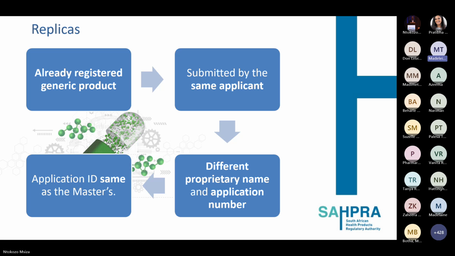So you use the same application ID, so that's the same folder. It has a different proprietary name and application number. And you will also submit it during the life cycle of your submission. So, for instance, if you got registration in sequence 5 and you want to add your replica in the next sequence, that is where you do it. You do it in sequence 6.